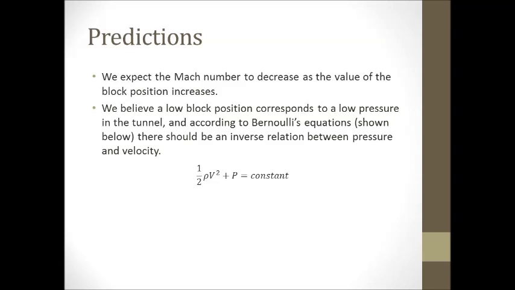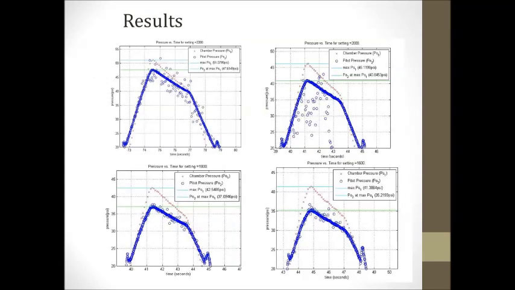Bernoulli's equation states that 1/2 rho v squared plus p is constant, where v is velocity, rho is density, and p is pressure. So if these values are constant across a tunnel, there should be an inverse relationship between the velocity and the pressure. As pressure increases, velocity decreases, and vice versa.